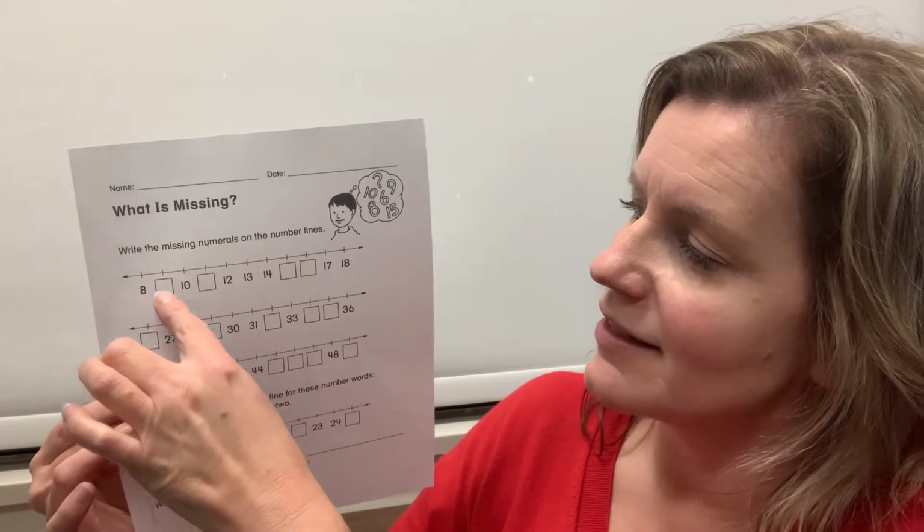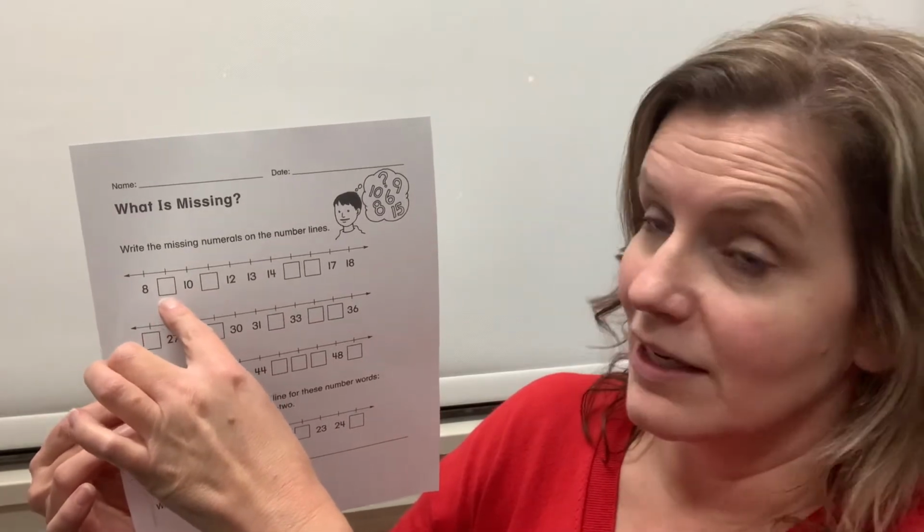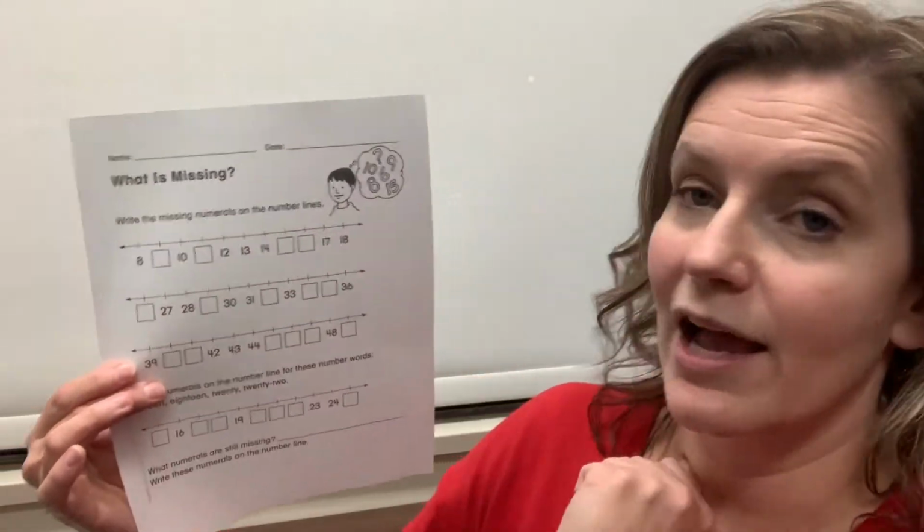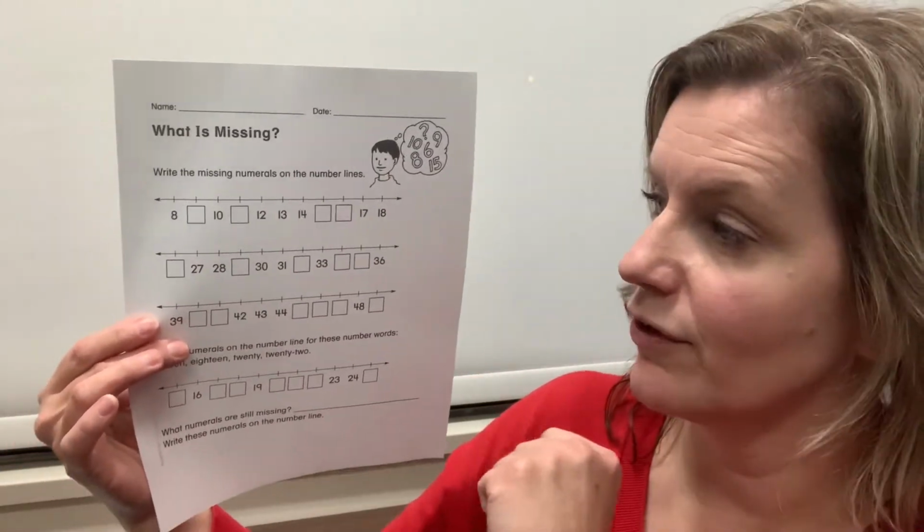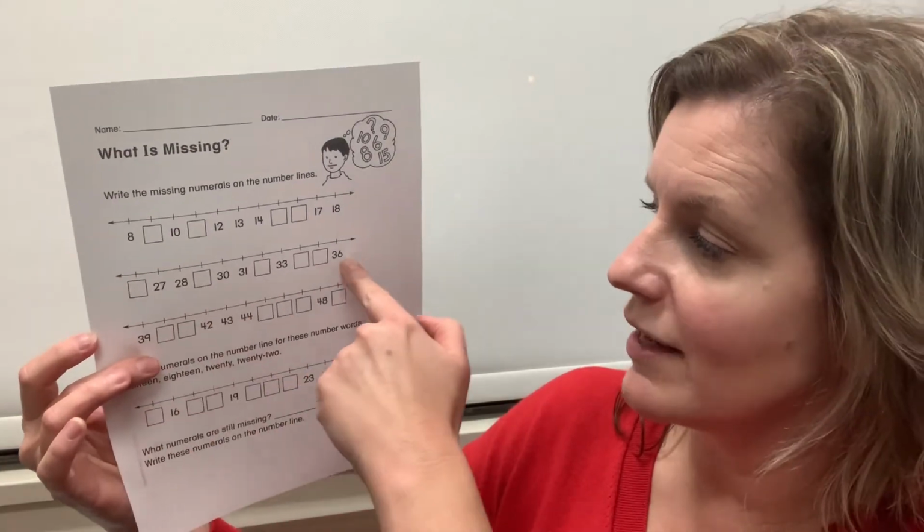So 8, blank, we need to figure out what comes after 8, and then 10, and then what comes after 10, and then 12, 13, 14, and then what comes after 14, what comes after that, and then 17 and 18. So that's the first line, and then it starts to get difficult. So we're in our 20s here.